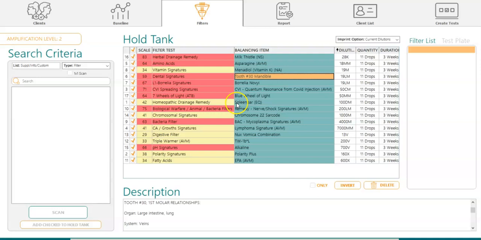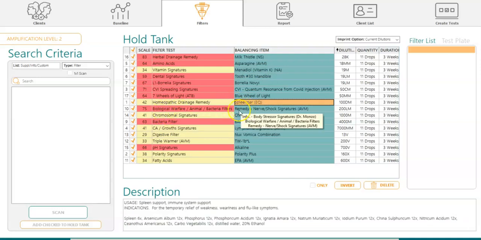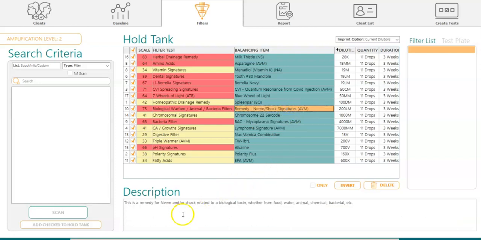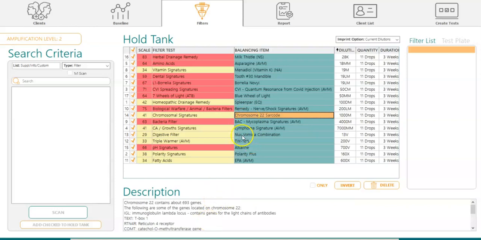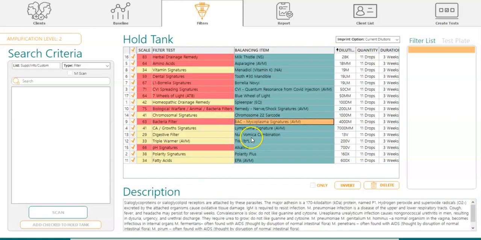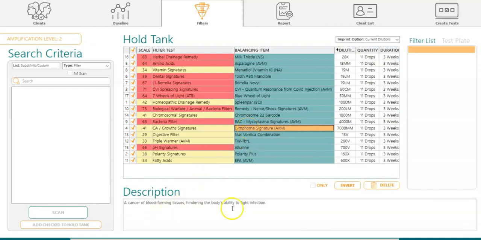There's a homeopathic drainage for the spleen. There's some actual biological warfare shock or nerve agent signature. That's interesting. So this remedy is for nerve or shock related to a biological toxin from food, water, animal, chemical, or bacteria. There's some chromosomal weaknesses that we can pick up. There's a bacteria, a mycoplasma. There's a lymphoma signature. That's a cancer signature, but thankfully it's not in a physical dilution, so the imprint can take care of that. But sometimes you see these things.